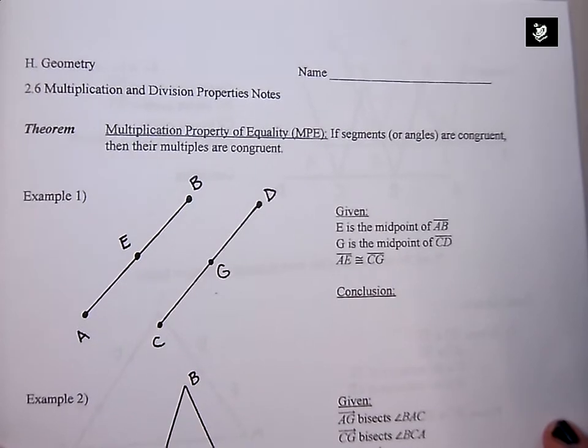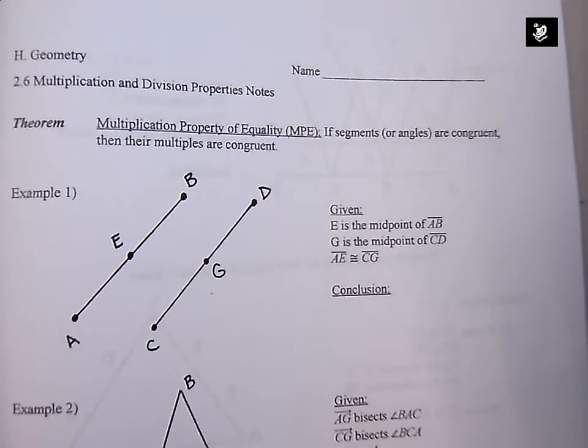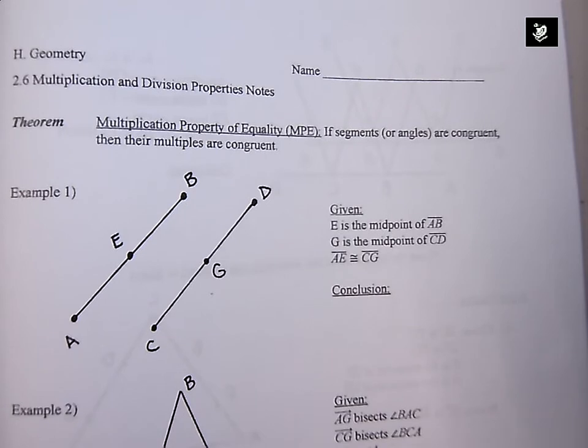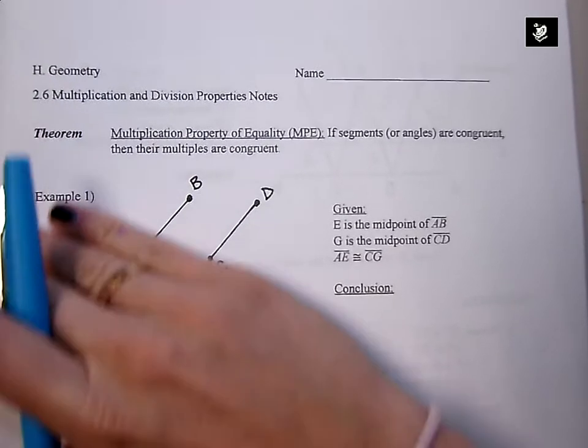Hi everyone. So far we've learned about how to use addition and subtraction in a proof. So you had to guess that we would eventually learn how to use multiplication and division in a proof. So that's what we're going to focus on in 2.6. So let's talk about multiplication first.